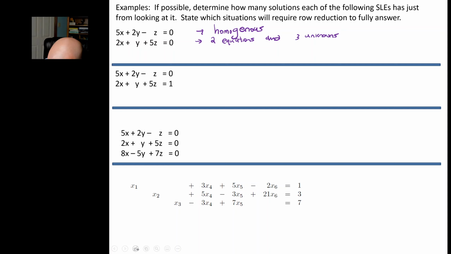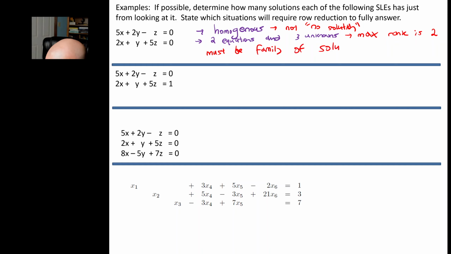So the homogeneous part means not no solution. We can exclude that from being possible because we can't have 0, 0, not 0 since the right hand side is 0. 2 equations and the 3 unknowns means max rank is 2. Since the maximum rank is the smaller of the number of rows and number of columns, that means that we're guaranteed that this is a family of solutions. Must be family of solutions.